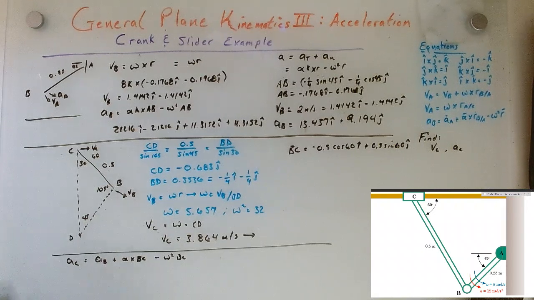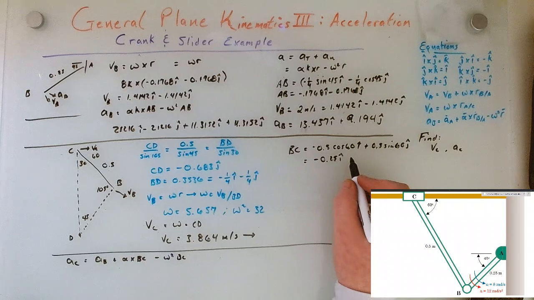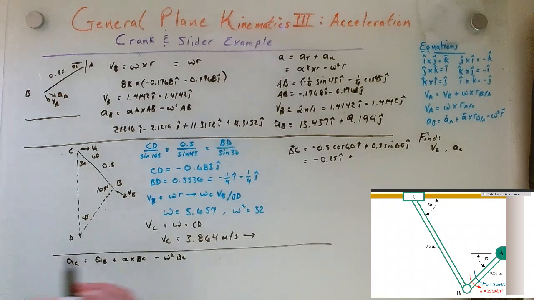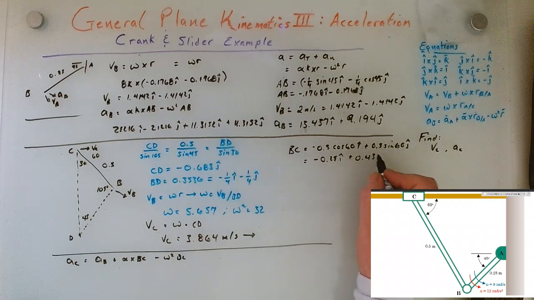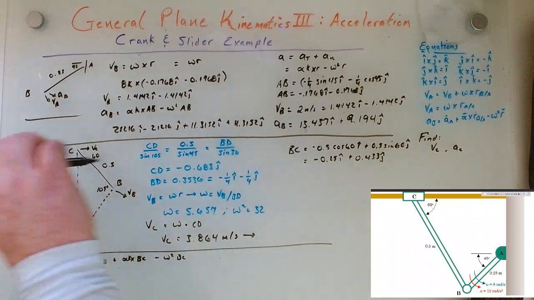and let's see, 0.5 cosine 60, I believe we're just going to end up back at 0.25, right? So this is equal to minus 0.25i plus, and I'm almost positive that's 0.433. Can tell you that sort of indicates how many times I've attempted this problem, right? 0.433j, okay, and that is our BC here. So alpha, we don't know. This is K.